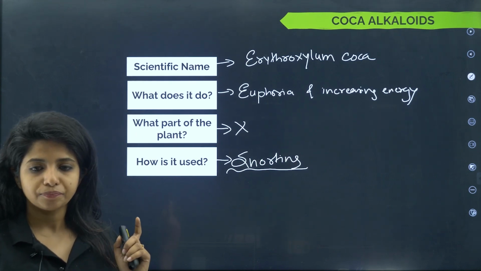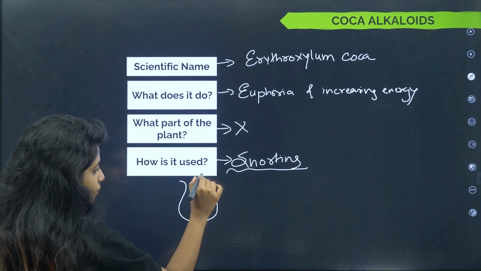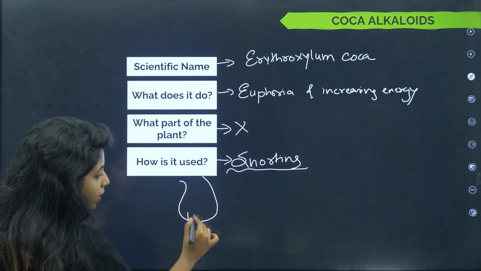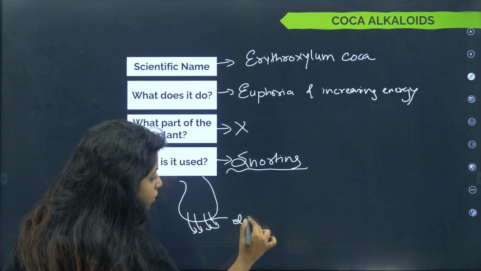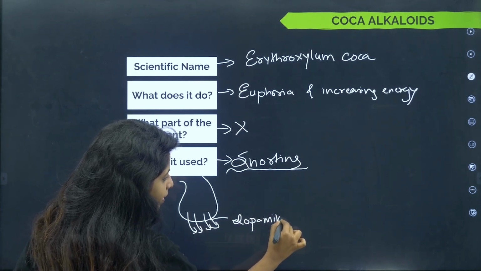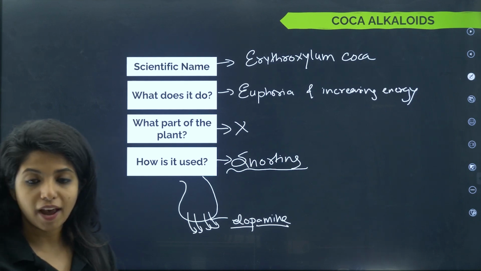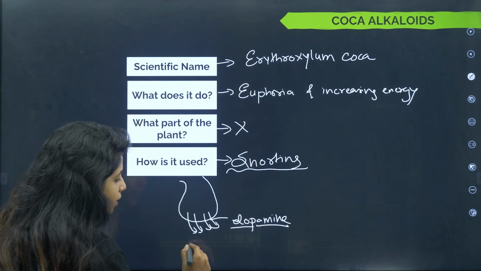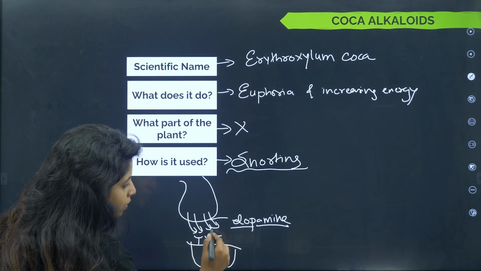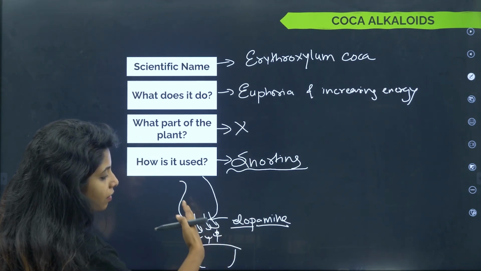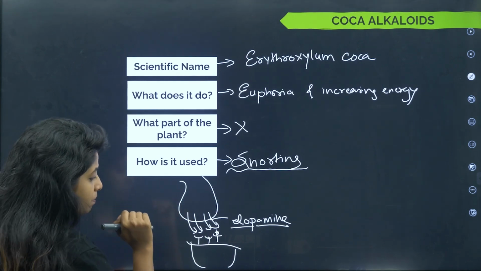Now let's see the actual thing. How does it work? Basically, there is a neuron which will be having neurotransmitters over here, and these neurotransmitters are released. What are these neurotransmitters, children? Dopamine. Dopamine is responsible for giving us immense amounts of pleasure and happiness. Now there will be another neuron which will be having receptors over here.